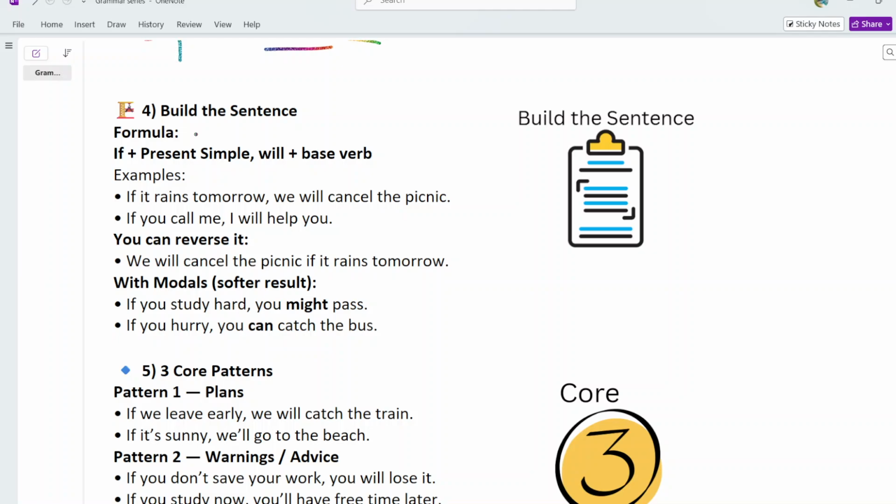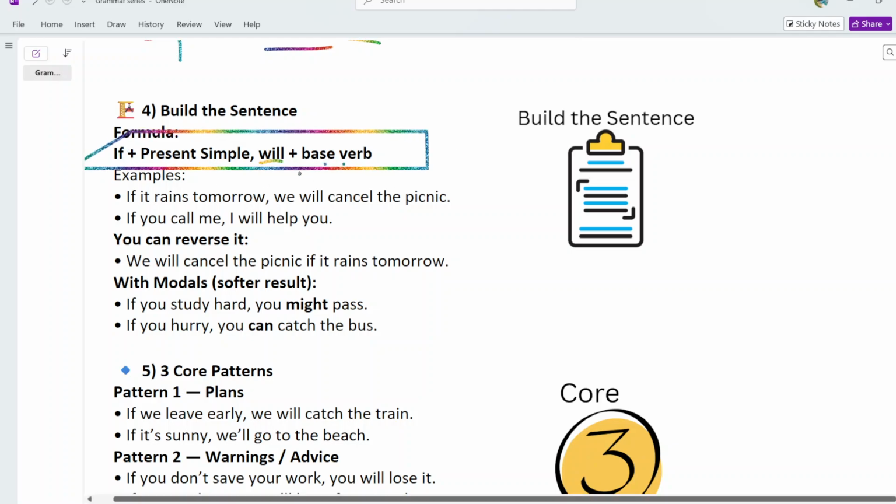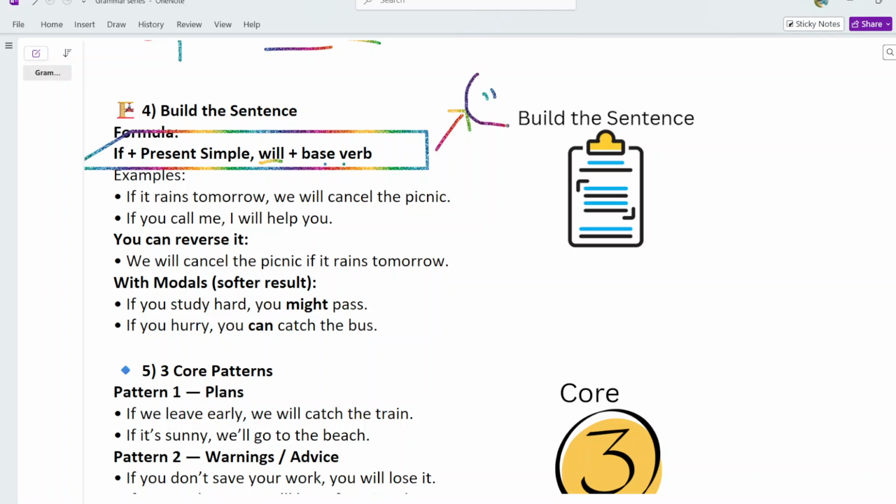Okay. So the condition part uses present tense. Remember that. Simple present. And the result part will use the word will, and your verb is in the base form. You can do a simple activity here, which is to read the formula aloud by pausing the video.